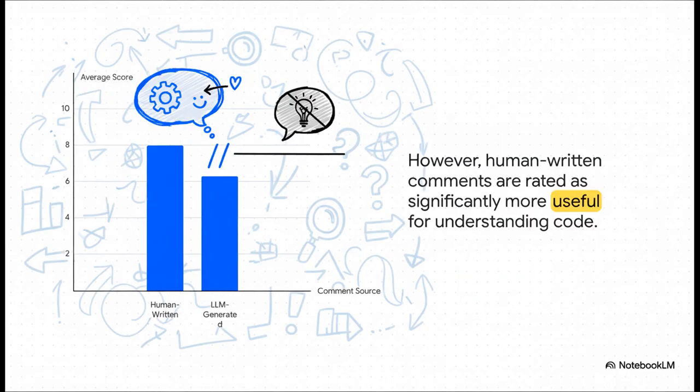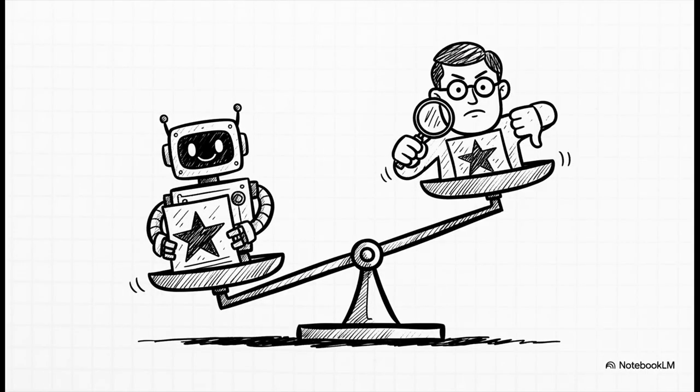Well, not so fast, because when those exact same experts were asked to rate the usefulness of the comments, the story completely flips. As you can see, the human-written comments, even if they were a little less polished, were rated as way more useful for actually understanding the code. The big takeaway? The AI is a good writer, but it's not yet a good engineer. And this gets right to the heart of the challenge with AI in this space. Right now, the automated metrics we use to judge the quality of an AI's output, the way machines grade themselves, they just don't line up with what human experts think is actually good or useful. To put it simply, we can't trust the machine to grade its own homework just yet.